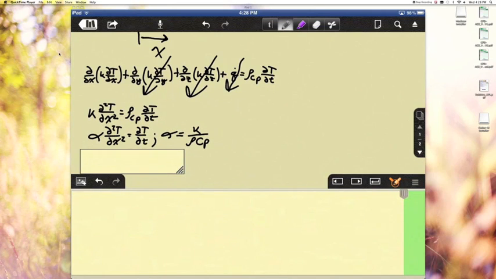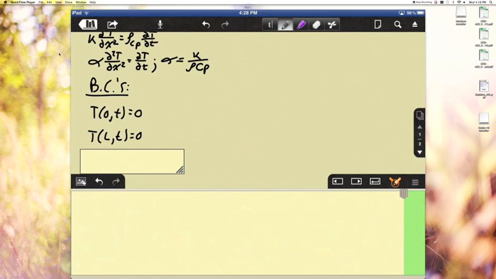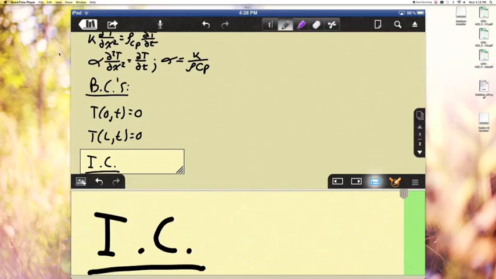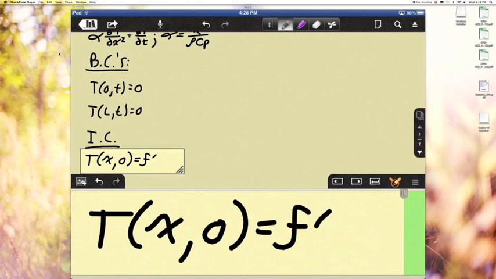So, we have our given problem. We know that our boundary conditions are as such. We'll just define them here so they're very clear. We know that at x equals 0, for all time t, the temperature is 0, and we know that at length L, for all time t, the temperature is equal to 0. As far as our initial condition is concerned, at time equals 0, for all x, we want our temperature to have some generalized function f of x distribution about the rod.